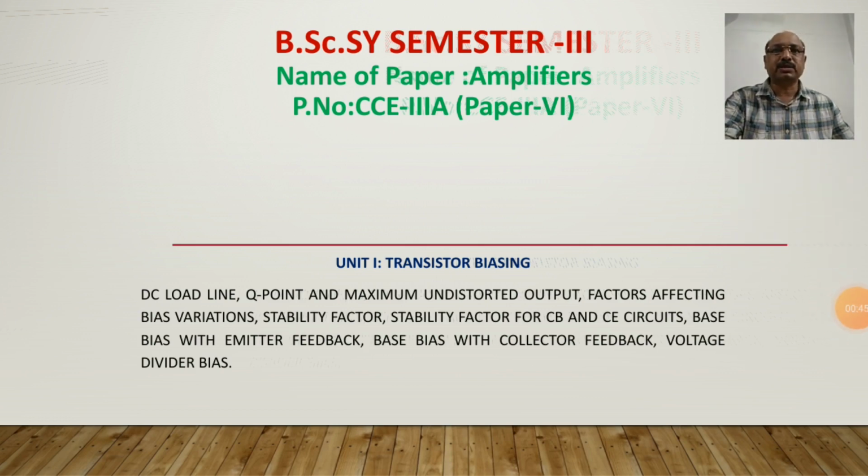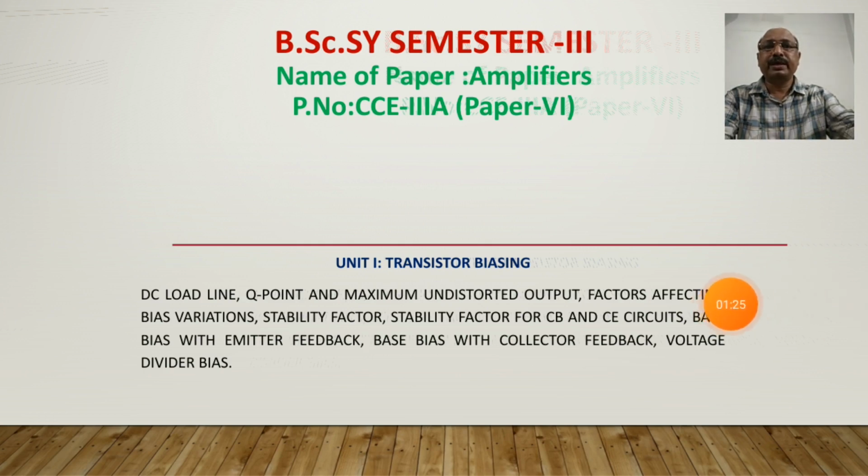As per the syllabus, this paper includes 4 units. Out of these 4 units, the first unit is transistor biasing. In this unit we will focus on the following subtopics: DC load line, Q point and maximum undistorted output, factors affecting bias variation, stability factor for CB and CE circuit, base bias with emitter feedback, base bias with collector feedback, and voltage divider bias. These topics will be covered in unit one.